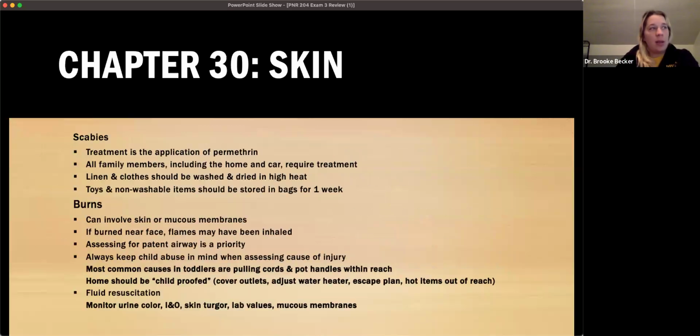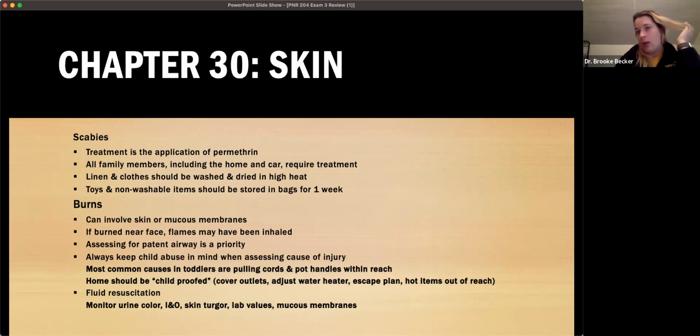Scabies, we kind of already talked about this, but all family members in the home need to be treated. Okay. Linens, all of that needs washed. Toys and non-washable toys should be bagged up for a week, similar to head lice. Okay. And they're treated with permethrin.